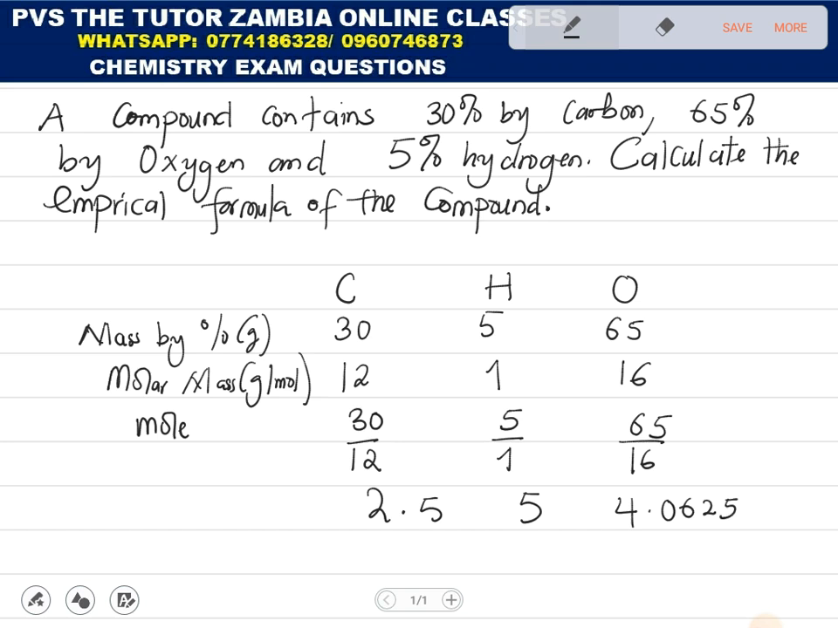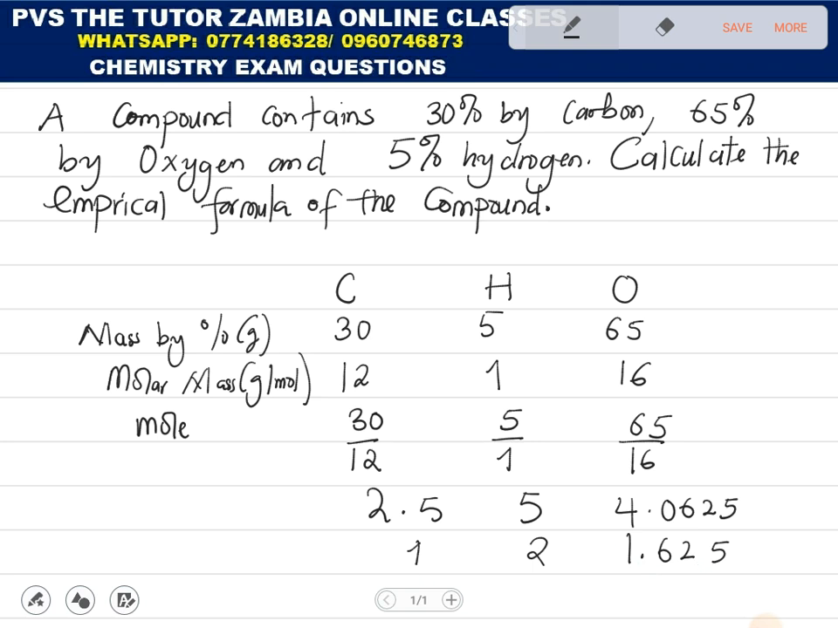Now once you have this type of arrangement, you are going to divide the smallest number into all of them. 2.5 is the smallest, so you are going to divide it through. So 2.5 into 2.5, you get 1. 5 divided by 2.5, you get 2. So we divide 2.5 there. It's giving me 1.625. Now when you look at this, this is still a decimal.